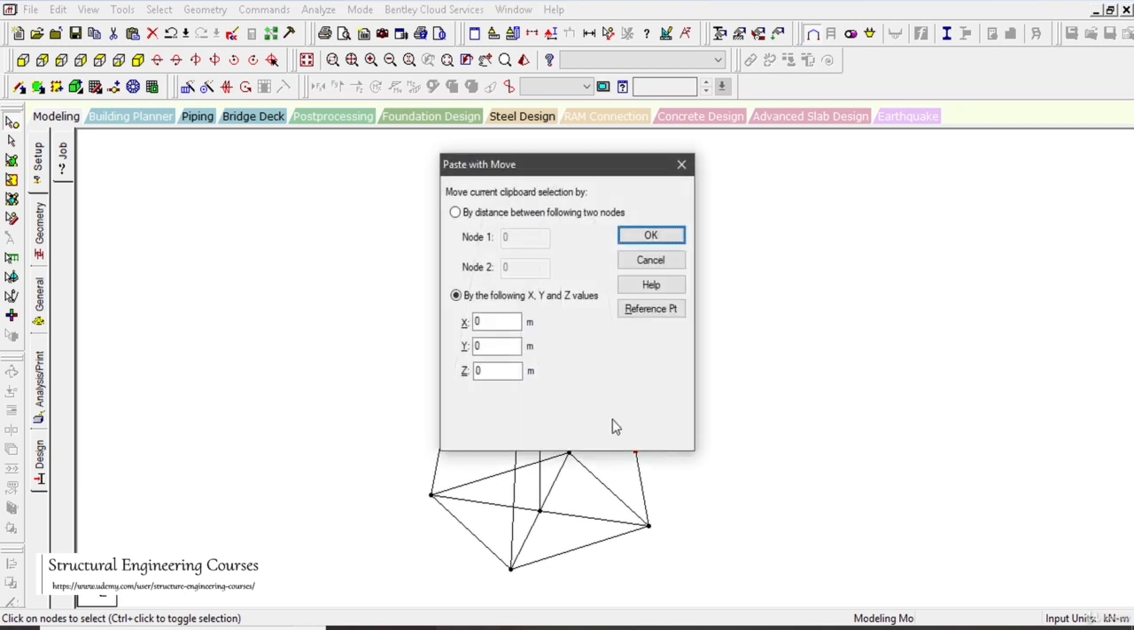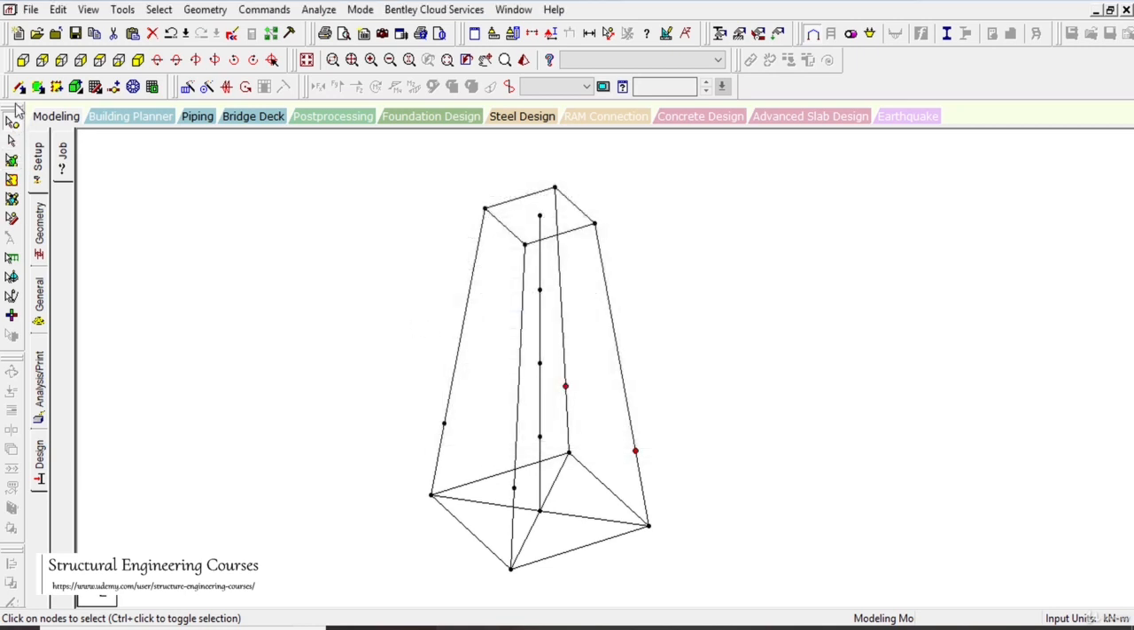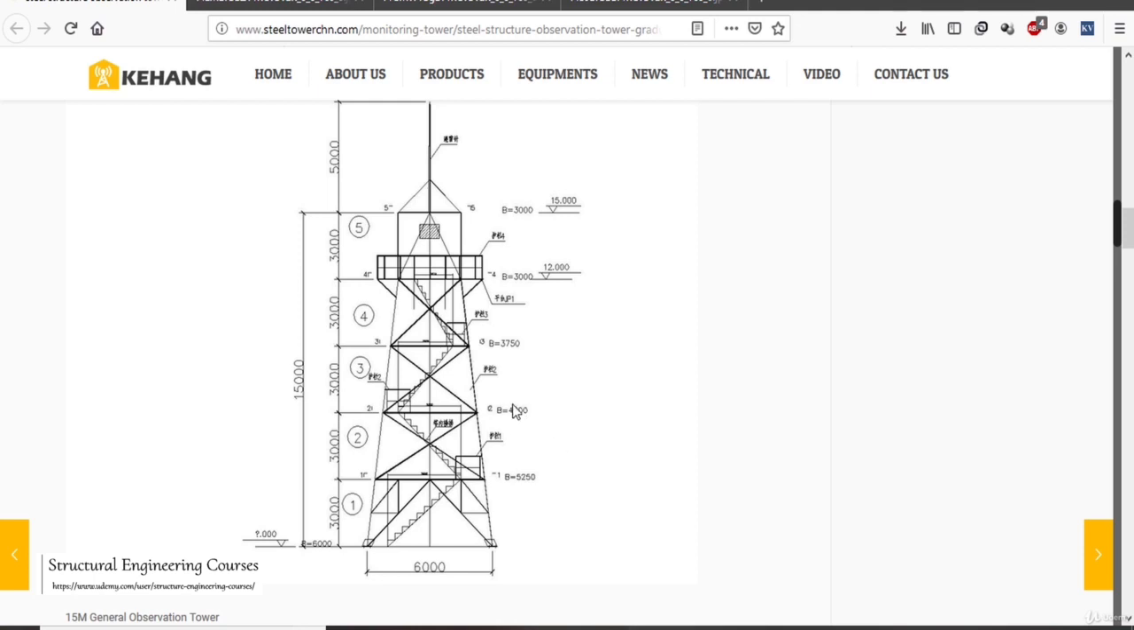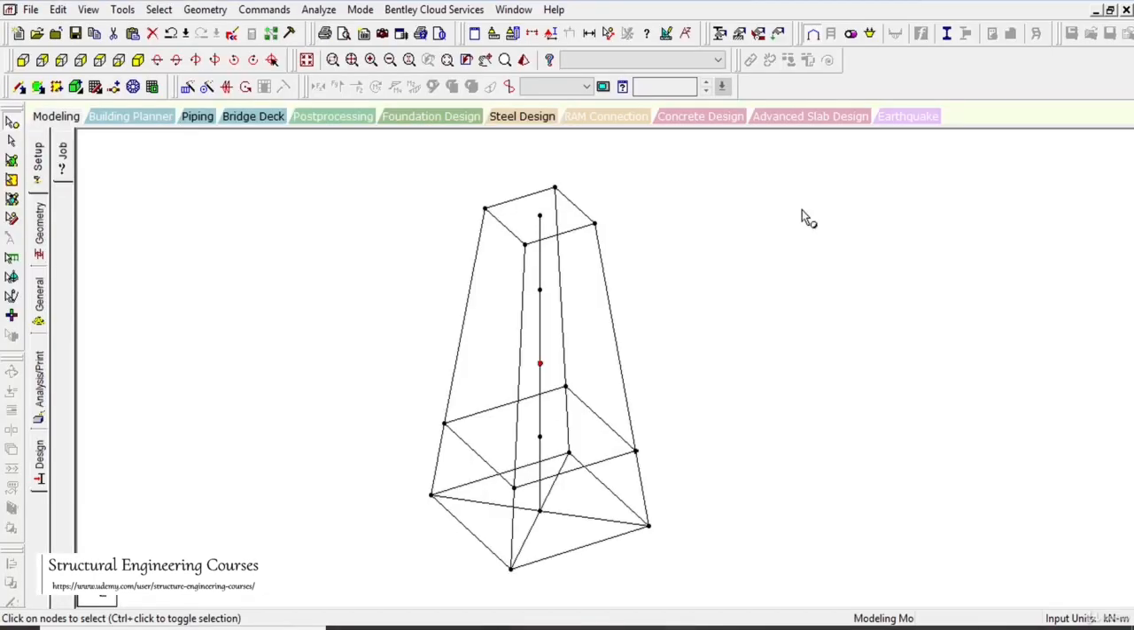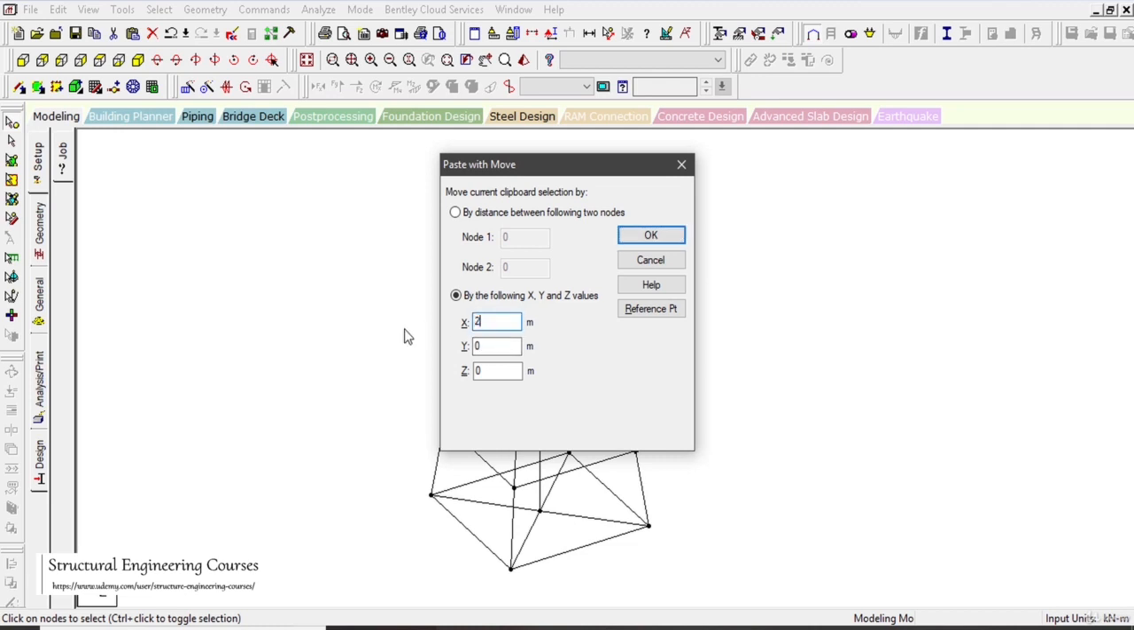And then we can select both the nodes and select X as minus 5.25. So we can again join all of these beams here. So after that, we go to this particular point here, and here we can see that the dimension is 4.5 meter. So what we need to do here is that we need to select X as 2.25 and Z again as 2.25.